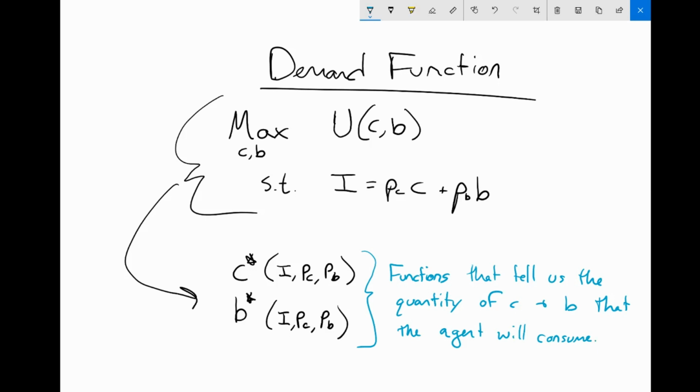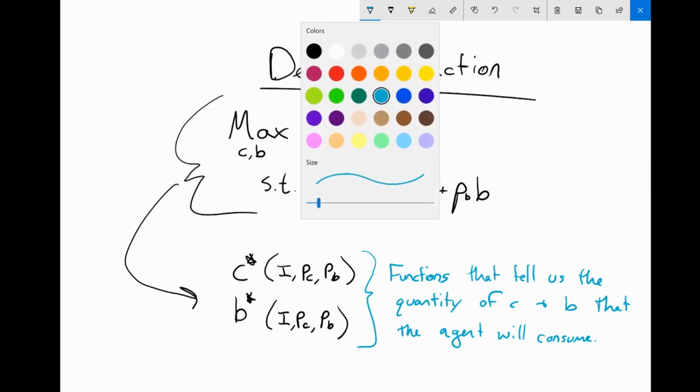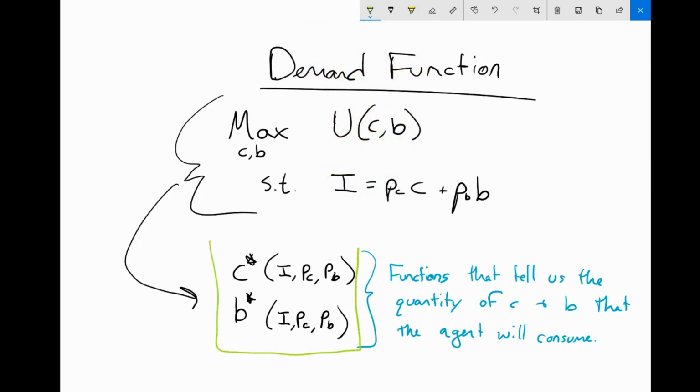Okay. Well, so the first step here in deriving or knowing where demand functions come from is just to acknowledge that these functions right here capture demand. These are, in a sense, individual demand functions. This C star and this B star communicate to us how many cups of coffee and how many bagels the agent will demand.